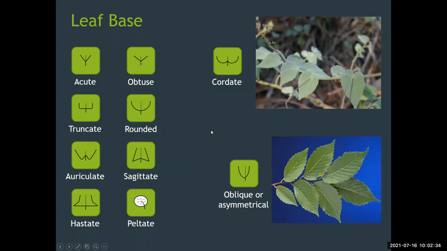Many of those are the same for the leaf base, but we also have terms like cordate. So if you look at the base of the leaf, if it's heart-shaped, it's what we call cordate. And then very importantly, you want to note if a leaf is asymmetrical or oblique at the leaf base. This is an important feature of elms. So as soon as you look at this leaf and you see it's got serrate margins and an oblique leaf base, you should immediately be thinking, this is an elm tree. So some of those can be really important features.